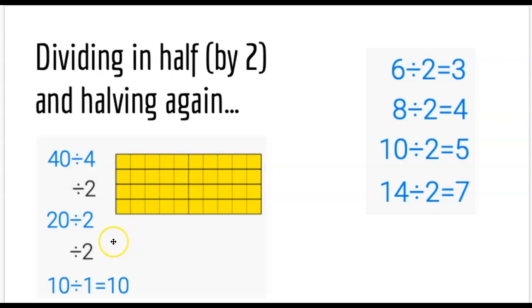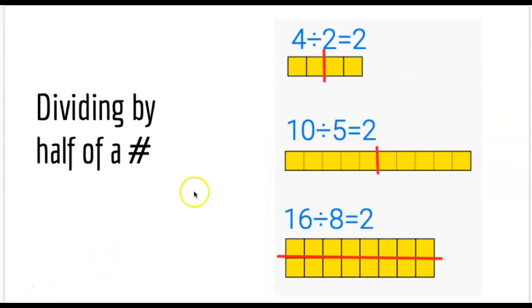Let's see what happens when we reduce again or divide both our dividend and divisor by 2 again. So 2 divided by 2 is 1, and 20 divided by 2 is 10. And we know that 10 divided by 1 is 10. So when you're dividing a problem by 4, sometimes it can be easy to half the problem and then half it again.